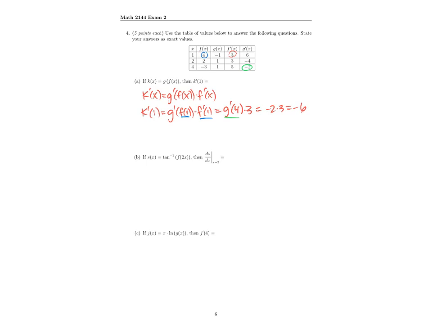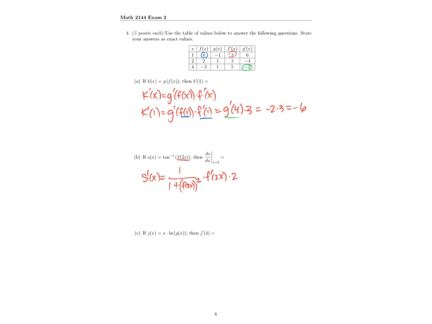Okay, and the next one, I want to do the derivative of tangent inverse. So I know the derivative of tangent inverse is 1 over 1 plus x squared. So s prime of x is going to be 1 over 1 plus whatever is inside, squared. The inside function is f of 2x, so I leave that there. Okay, and then I'm going to do chain rule. I'm going to do the derivative of f of 2x. So it's going to be f prime of 2x, and then the derivative of the inmost part, which is the derivative of 2x, which is just 2.